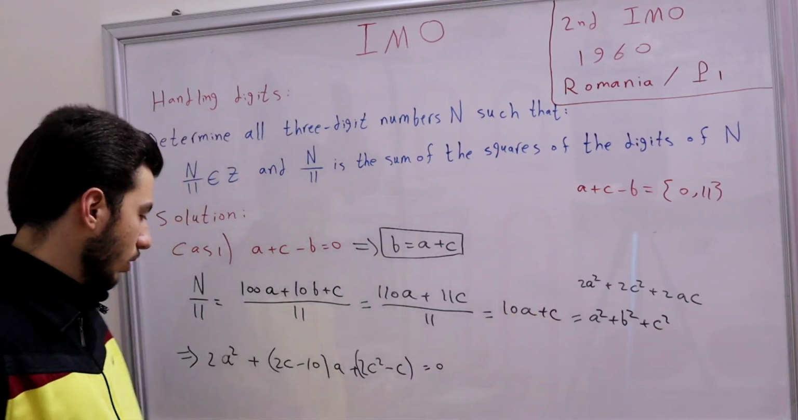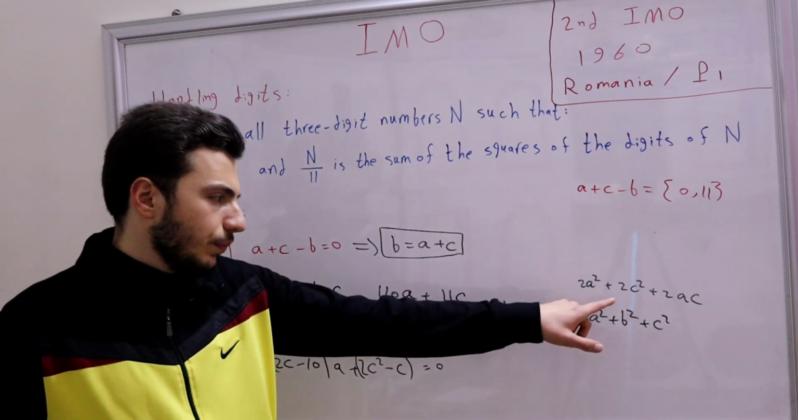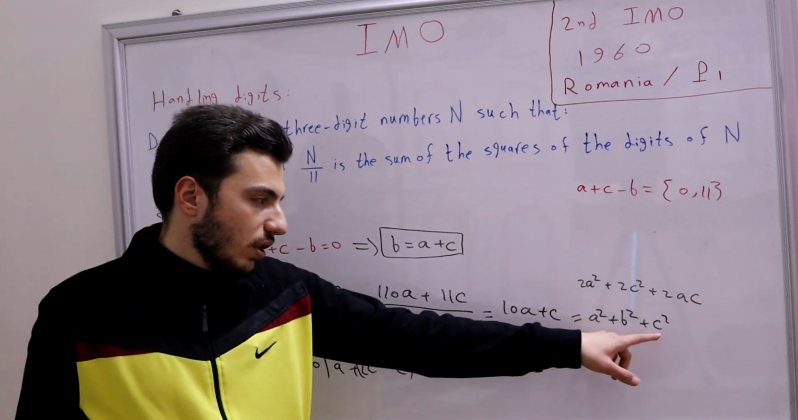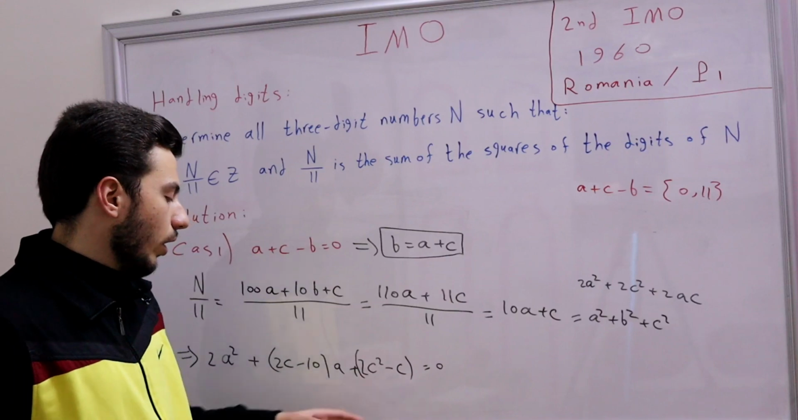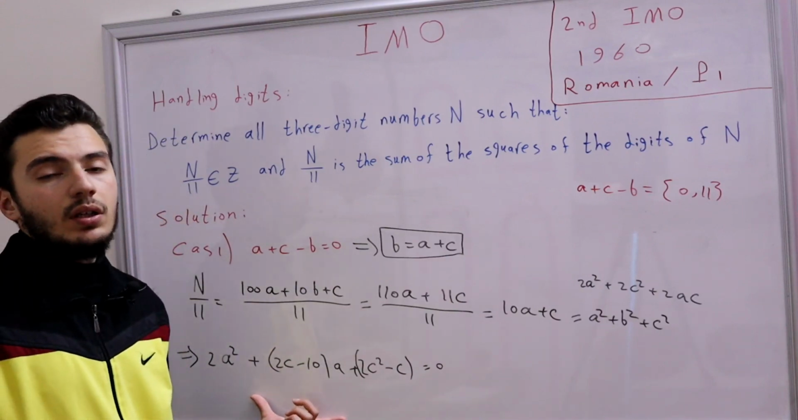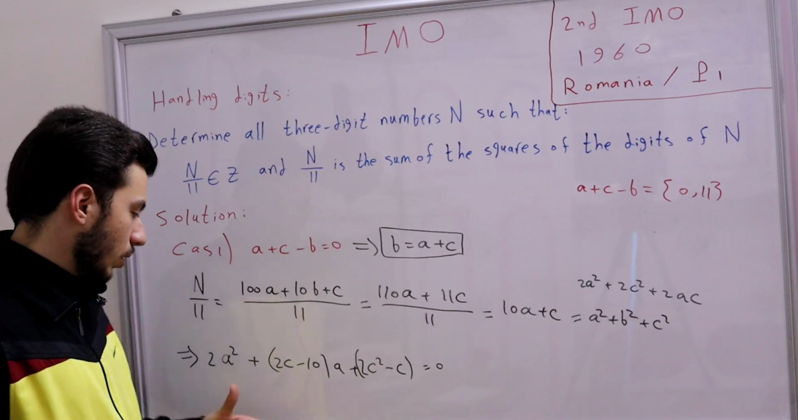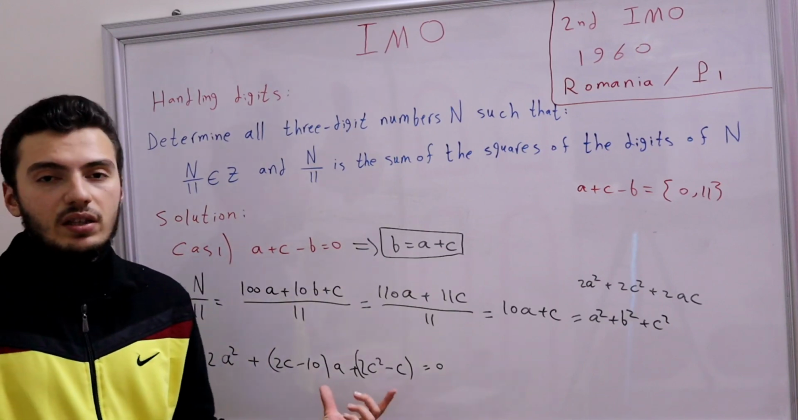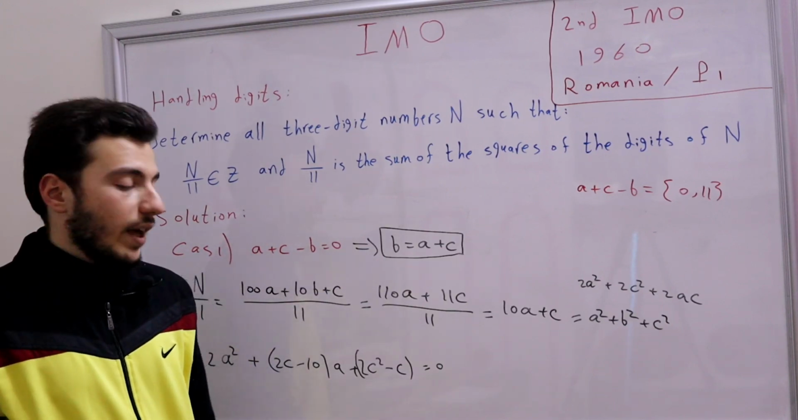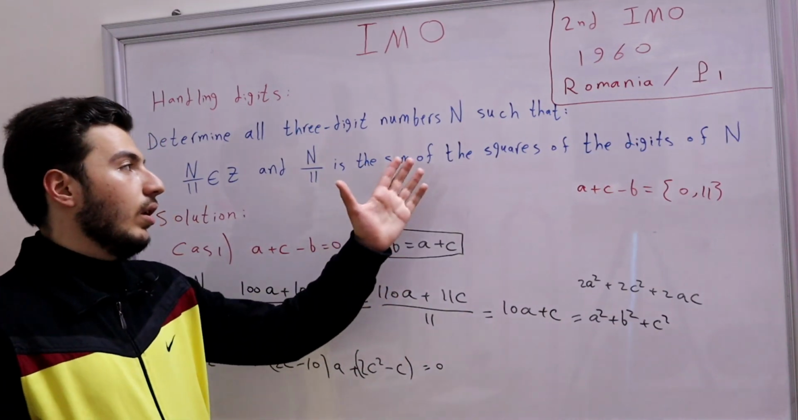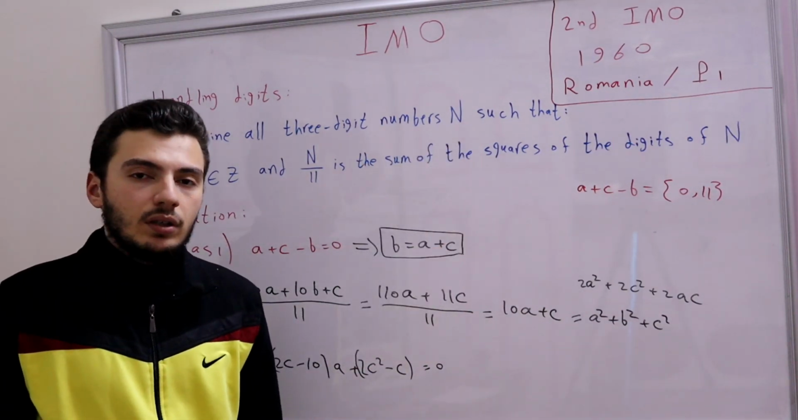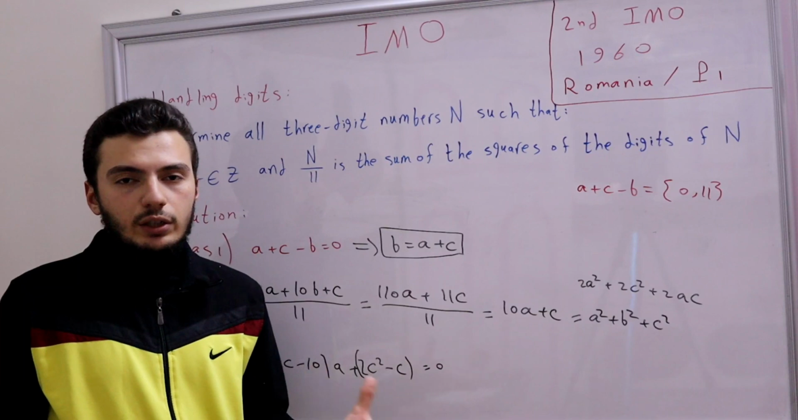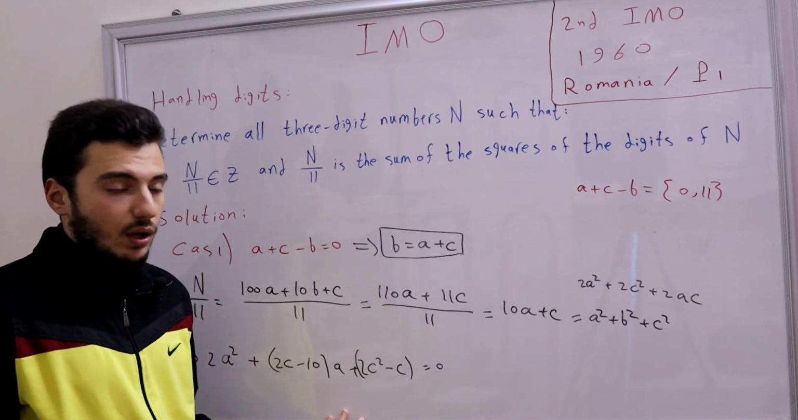Okay, so let's make sure that everything is correct. Here we have 2a squared, and then the coefficients of a from here, 2c minus 10, and then we have 2c squared minus c. And simply, ladies and gentlemen, we have a simple second degree equation with variable a, the unknown variable a. So we can simply find the delta of this equation, and we know that because we are dealing with integers, this delta must be a perfect square, because when we take the square root of delta, that must be an integer, right? Okay, so let's actually evaluate delta of this expression.